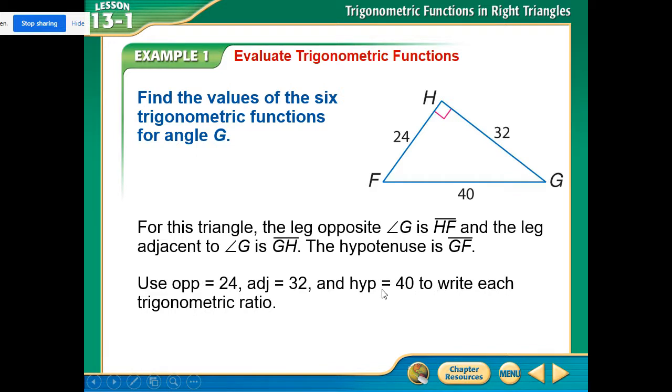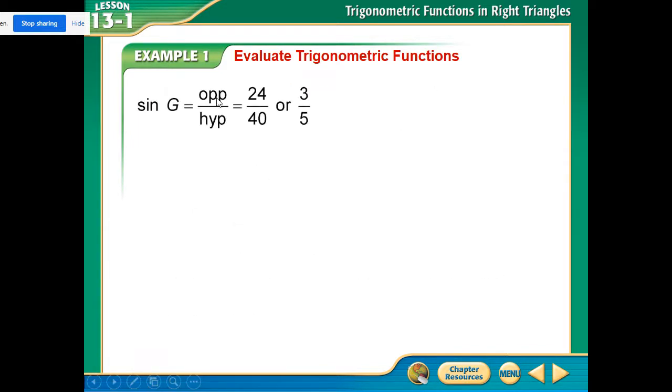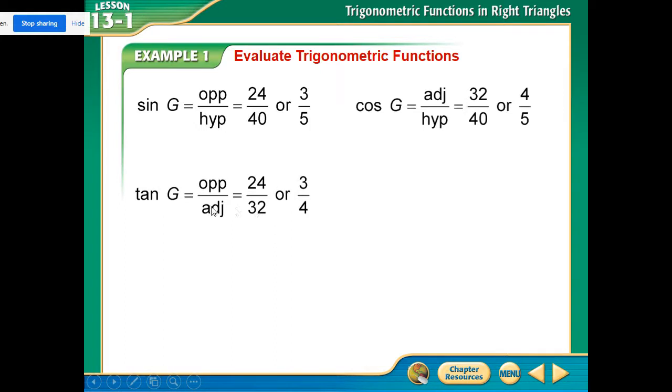So let's start with our sine. Our sine is opposite over hypotenuse, or 24 over 40, which reduces to 3/5. Cosine, adjacent over hypotenuse, so 32 over 40, or 4/5. Tangent then is opposite over adjacent, 24 over 32, or reducing to 3/4. You do, of course, always need to reduce.